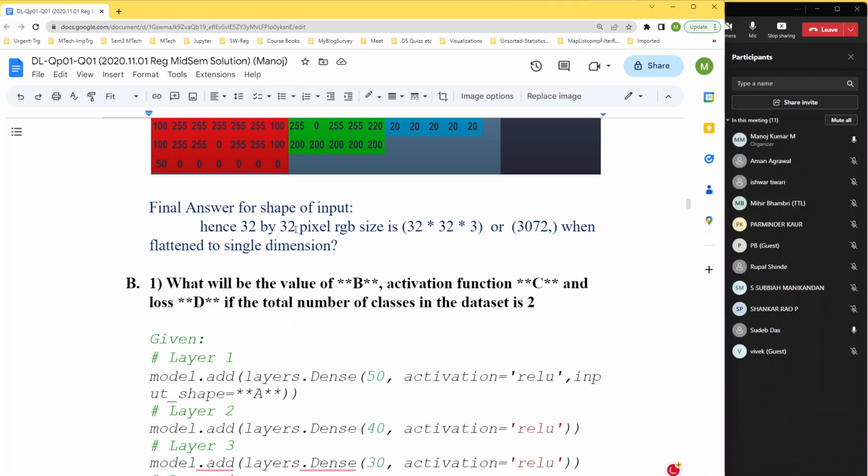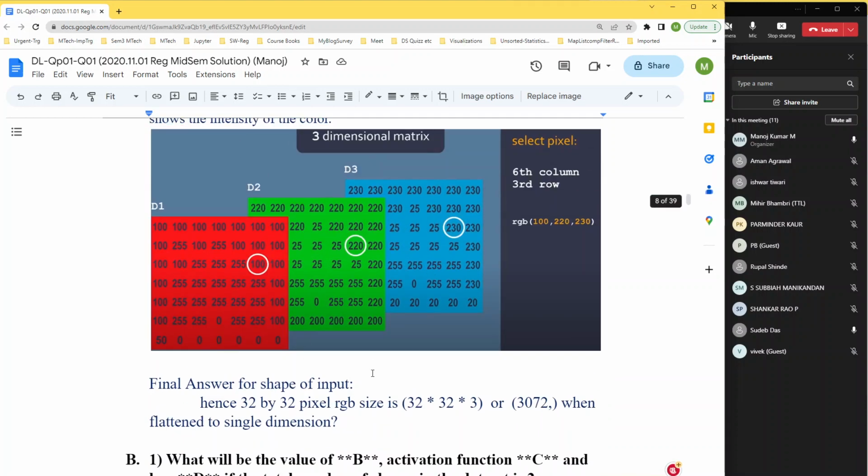A 32 by 32 pixel RGB size matrix will be 32 into 32, that is the rows and columns: 32 columns, 32 rows, and then 3 for each one. So it has to be in the third dimension, right? So it will be 3 here. That will be 1024 into 3, which is 3072. This 3072 is called flattened to a single dimension. This is a 3-dimensional thing, and it is flattened to a single dimension, so it's one row with so many values. This is the answer to that question.